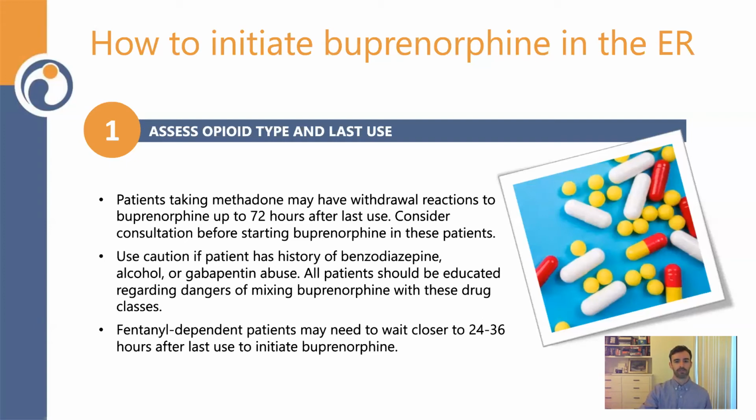For folks who are using fentanyl heavily over prolonged periods of time, there's extensive systemic distribution that can cause fentanyl to remain in the system and put the patient at risk for developing precipitated withdrawal up to 36 hours from the last use. So if you're concerned about a patient who is fentanyl dependent, you can certainly consult us as well for additional guidance.